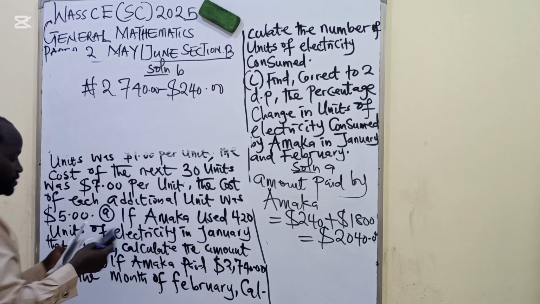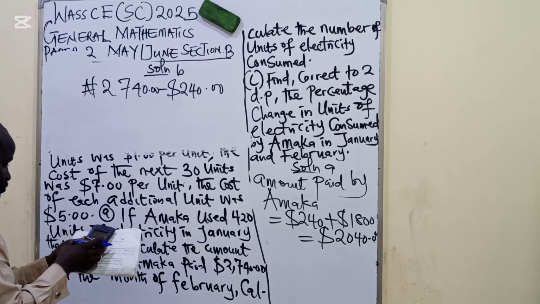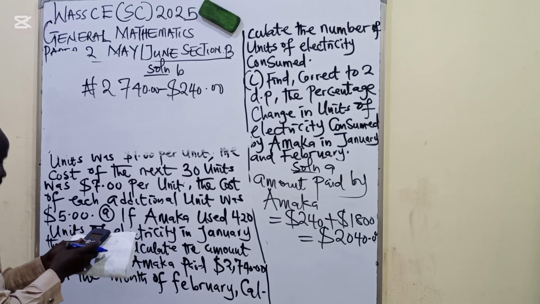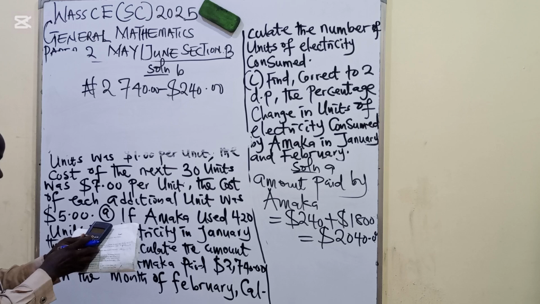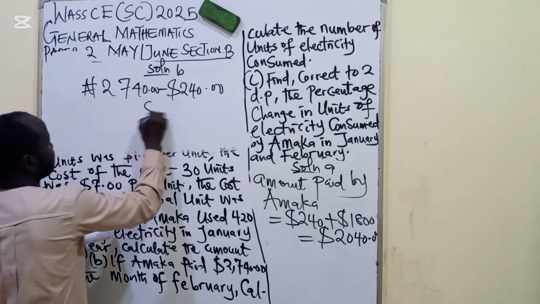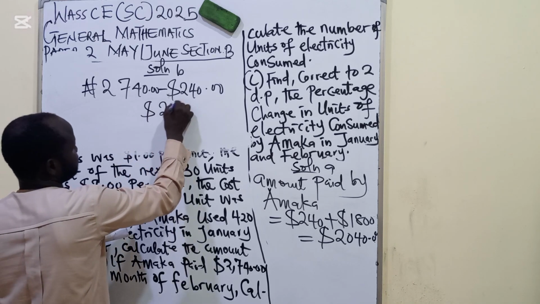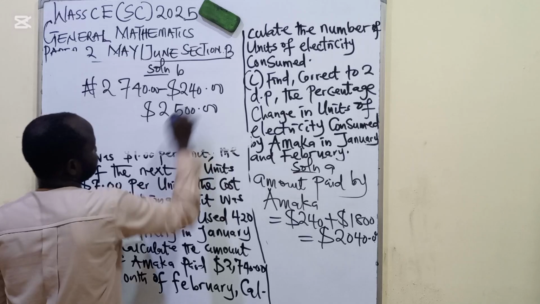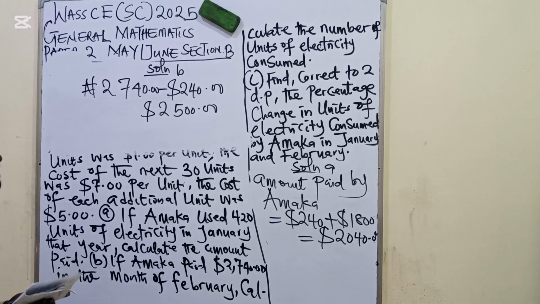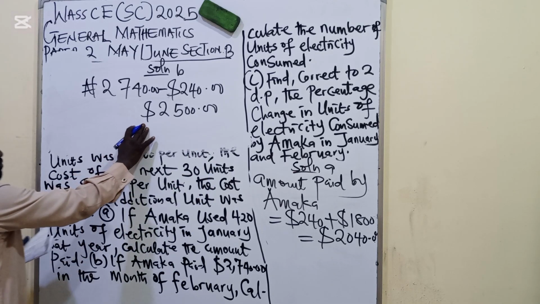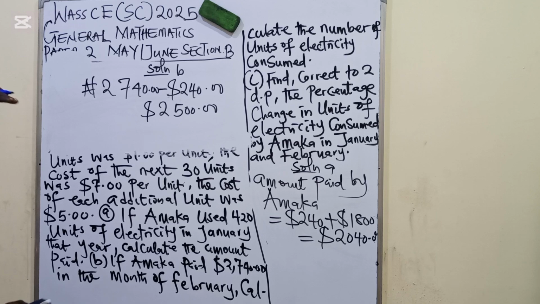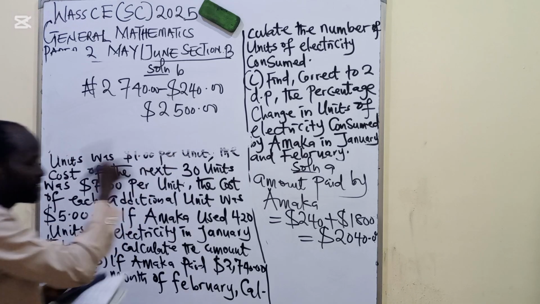$240. So let's subtract this. We have $2,740 minus 240. We'll have $2,500. So this will now be the remaining cost. So to find the remaining units, we have to divide this by 5.